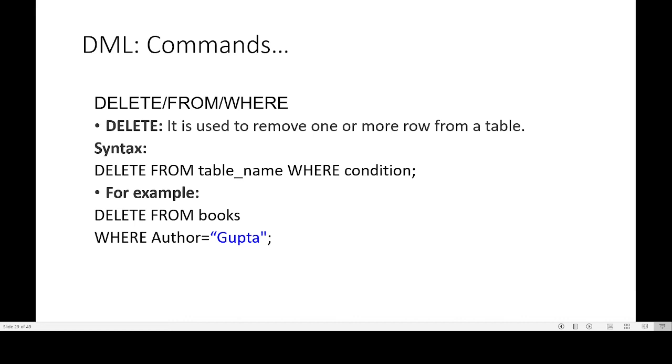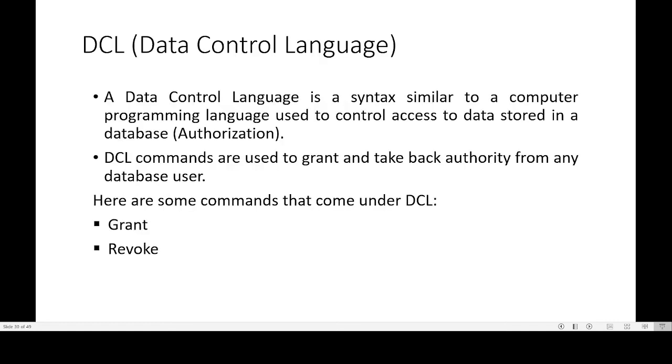The syntax is like this: delete. This is a keyword, delete from table name. From which table we are going to delete, that one we have to give, and where condition. The condition we can give there. So for example, I want to delete a row from the table books where author is equal to Gupta. So delete from books where author is equal to Gupta. It will be searching for the row where author is equal to Gupta, and it will be deleting that particular row from the table books.